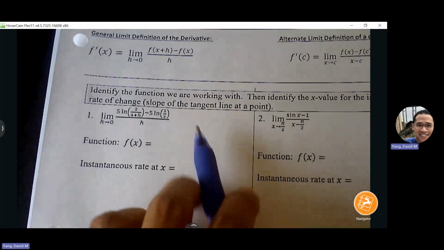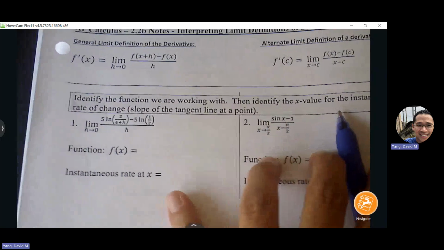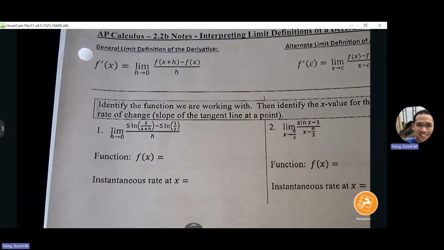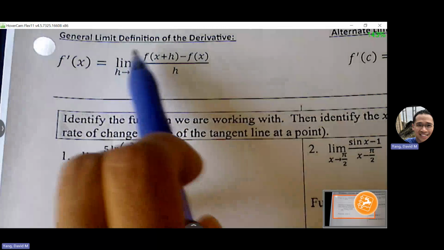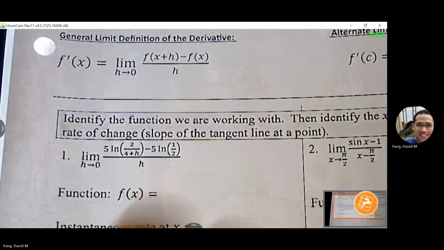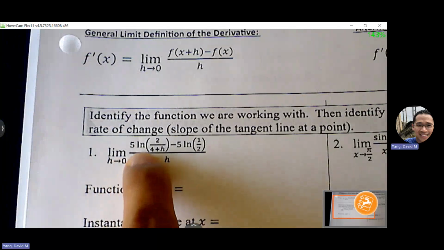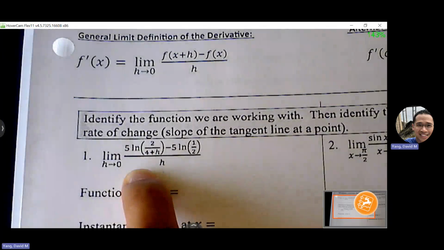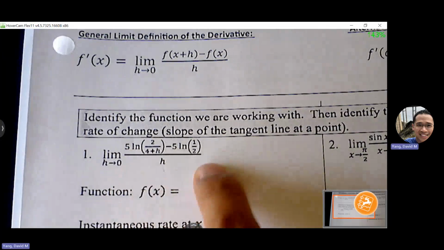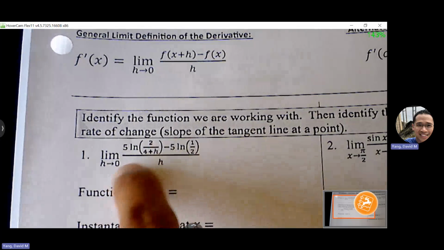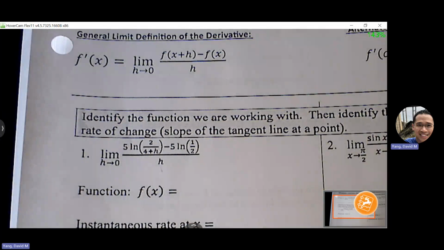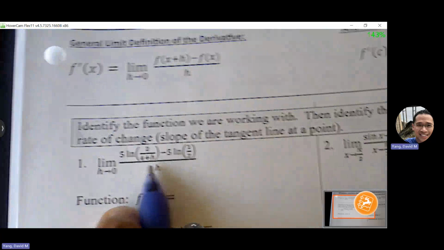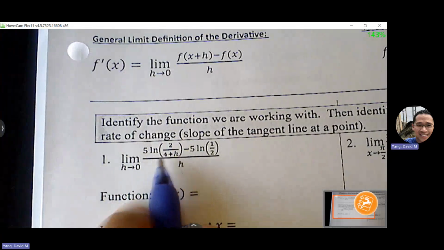It says identify the function you're working with, then identify the x value for the instantaneous rate of change or the slope of the tangent line at that point. So you see that this is in the form of the general definition. And we know with all the numbers replaced that this is asking for the slope at a point. But we're not going to get much help from this f of x. So we're going to have to decipher the function from this first piece. Can you put it together and guess what is the function that got us to this point?